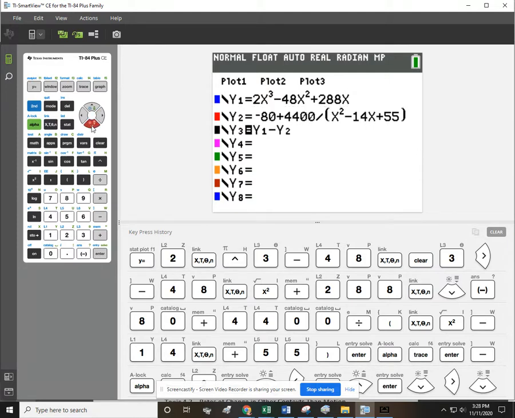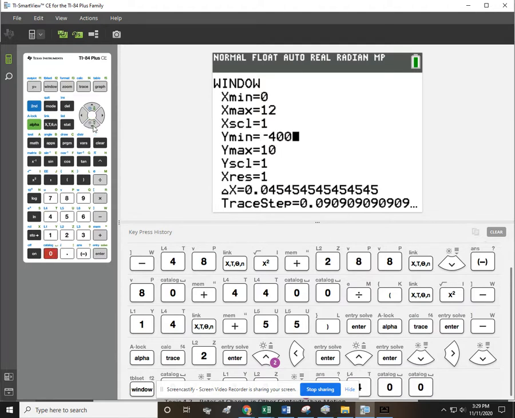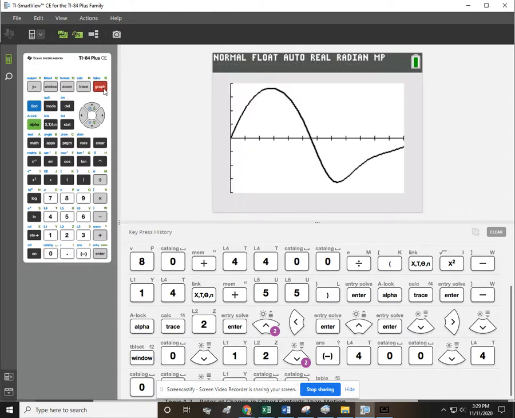And I want it to kind of match what I had in the graph. So the x went from 0 to 12, and then the y went from negative 400 to 400. Now, the scale doesn't really matter, but I'm just going to make it match what I have on the paper. There it is.